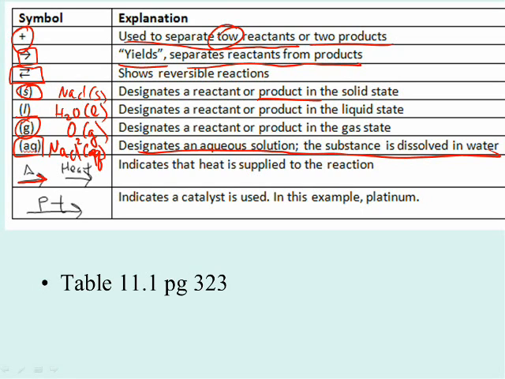Now, these are symbols that go above the arrow sign. Either a triangle or the word heat means heat is supplied. So if you're using the Bunsen burner and you're writing a reaction with that, you would have heat above the arrow. If you have some sort of chemical above this arrow, this means a catalyst is used. We'll go much more into catalysts later, but a catalyst is just something that helps move a reaction along. In this example, the catalyst is platinum.